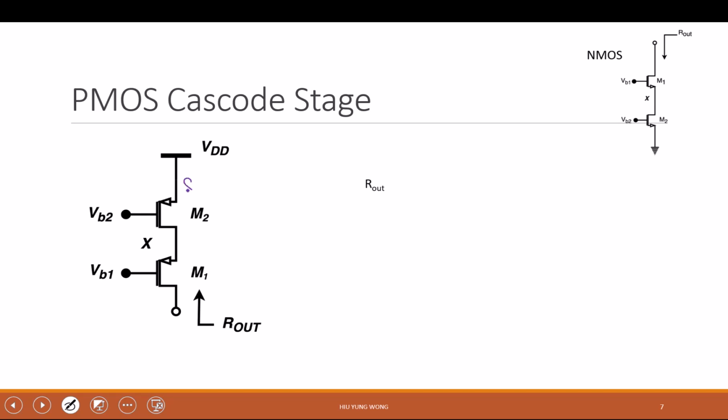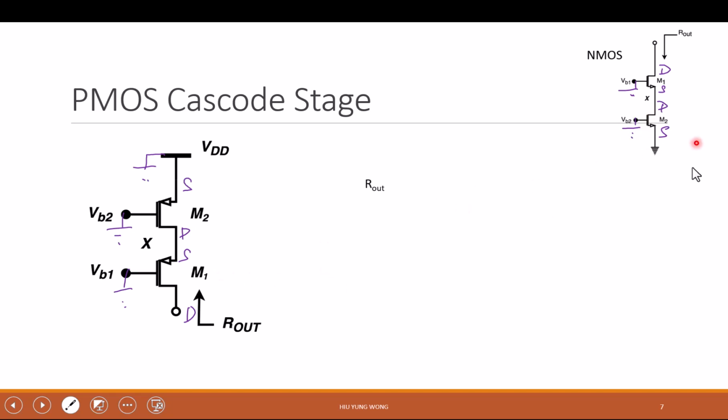Source is at higher potential, right? Drain is at lower potential. This is a higher potential. This is at lower potential. And then I also know that this is constantly biased, so this is AC ground, right? If you still don't see it, on the top right you see I have the cascode circuit for NMOS. Again, this is source, this is drain, this is source, this is drain, and this is AC grounded.